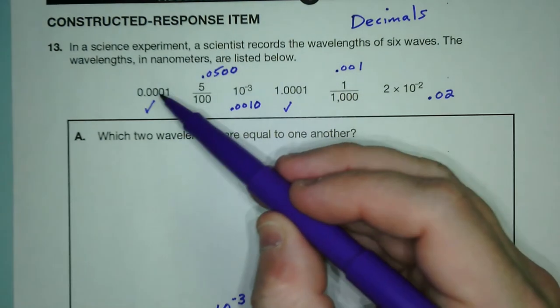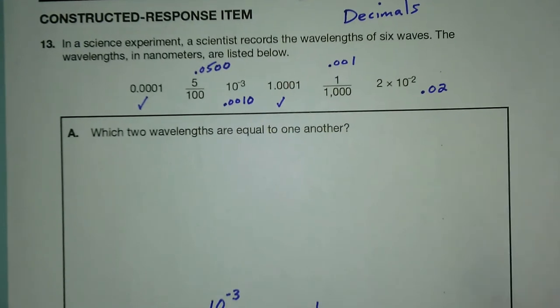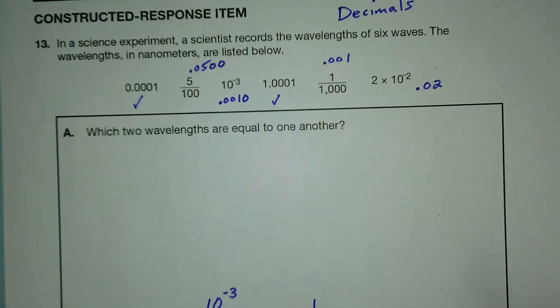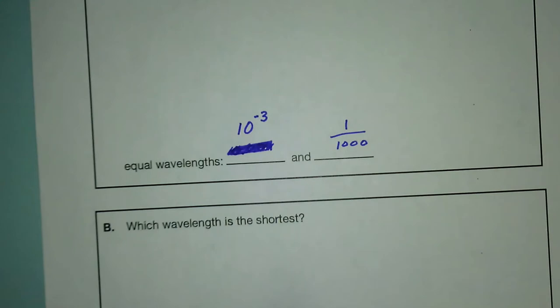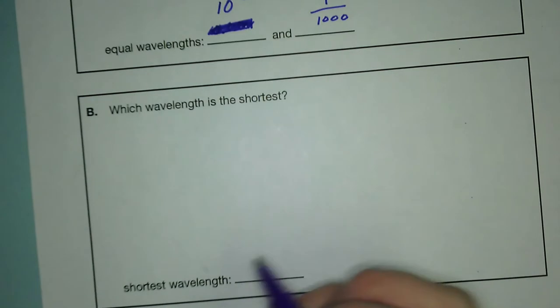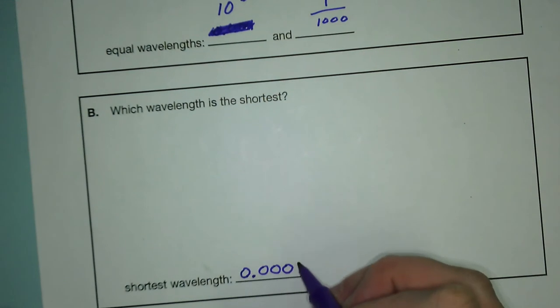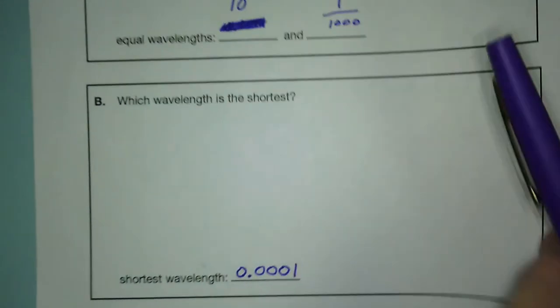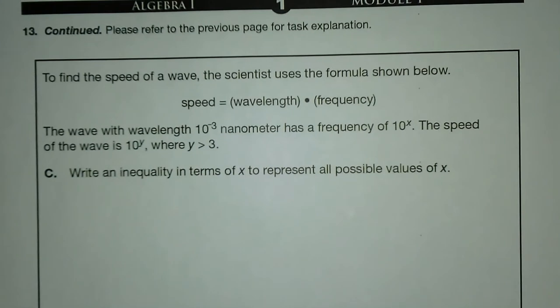So again, it looks like this one is the shortest one, and if you don't understand why, then please let me know or ask somebody about that. But it looks like the shortest wavelength, the smallest wavelength, is 0.0001. And then moving on to part C and part D on the other side. Please refer to previous.